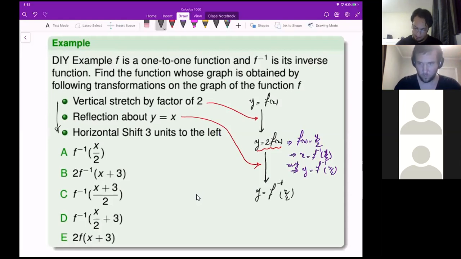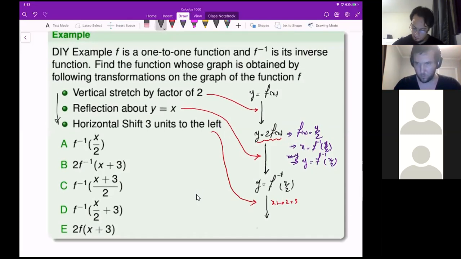And now that you have done that, the third step is an easy step. It is just a horizontal shift. It means that we change x to x plus 3, and that will give us y equals f inverse of (x plus 3) over 2. And as you can see, that is C. Okay, good.